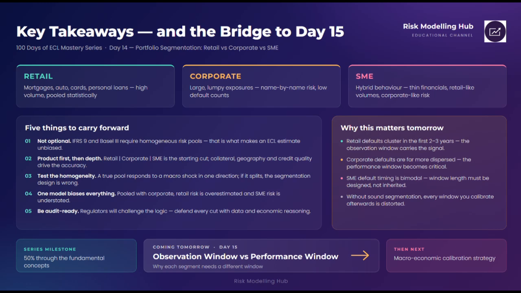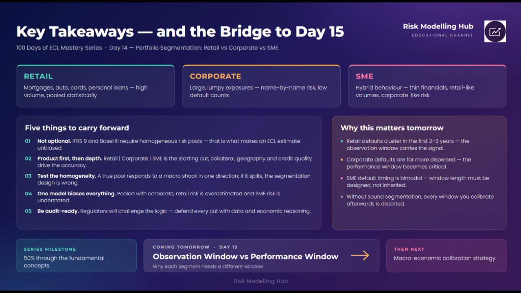The three segments recap. Retail comprises mortgages, auto loans, credit cards, and personal loans. High volume, statistically powerful. Corporate includes large, lumpy exposures requiring name-by-name risk assessment with low default counts. SME sits hybrid, thin financials like retail, but corporate-scale risk exposure.